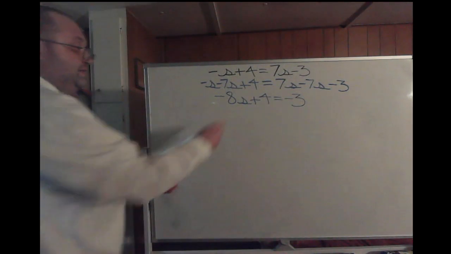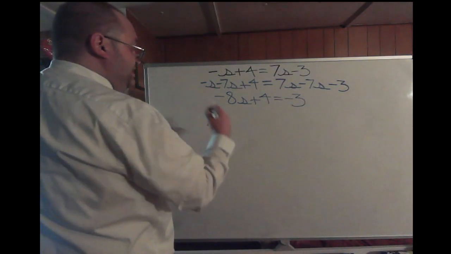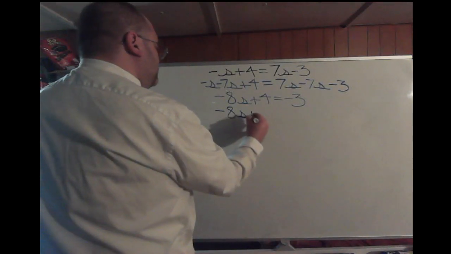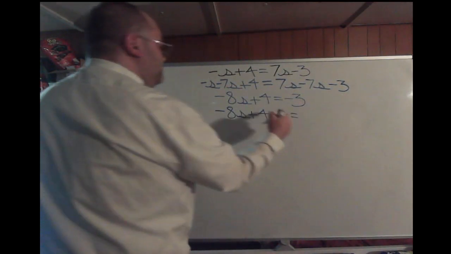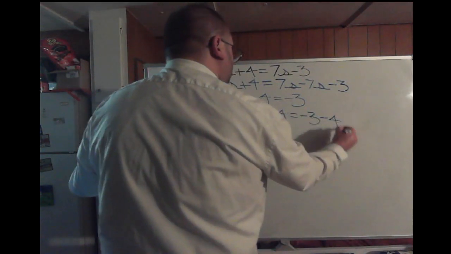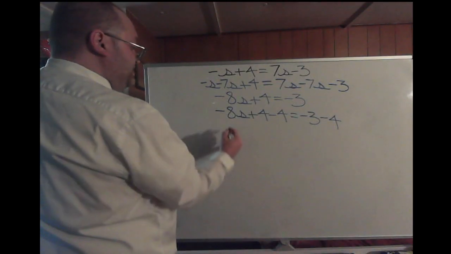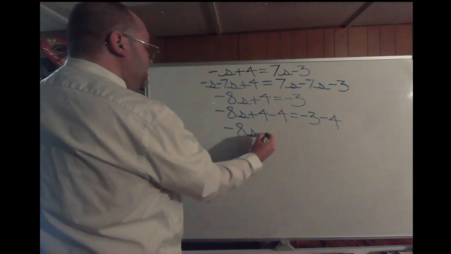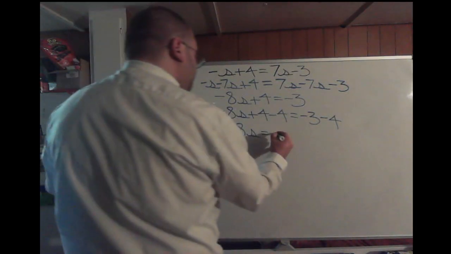Well, we need to isolate that negative 8s by itself. We have a plus 4. We need a minus 4. So you'll take negative 8s plus 4 minus 4. Set that equal to that negative 3, but we got to do that minus 4 also. So on the left-hand side, you'll have 4 minus 4 is 0. That negative 8s is now by itself. You'll set that equal to negative 3 minus 4. That's negative 7.